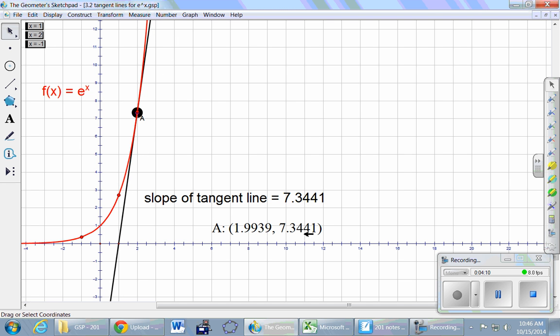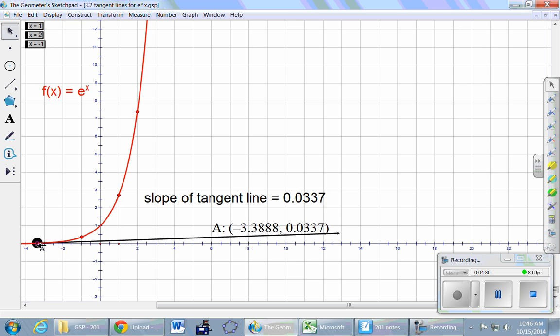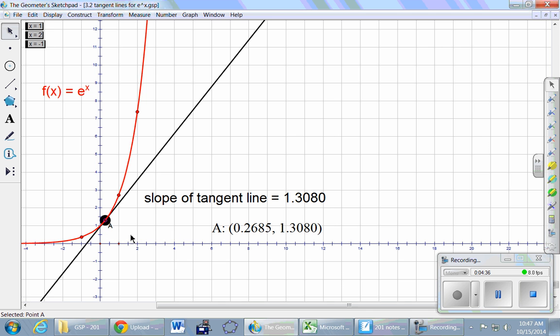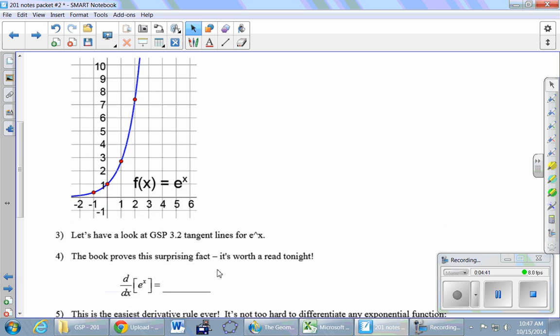Whatever the y-coordinate is of the point, it's exactly the same as the slope at that point, and it works even if we go negative. So here the x is like -1, the y-coordinate is this, and the slope is that. And then if I keep going left, what's kind of the limiting value to these slopes? 0. Will I ever get to a perfectly horizontal tangent line? No. And does the curve ever get to the x-axis? No. And so it's working surprisingly so that the slope is the same as the y-coordinate.